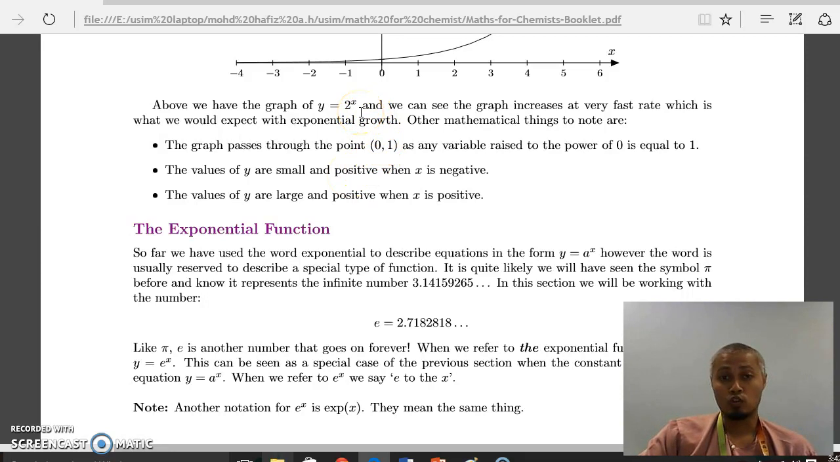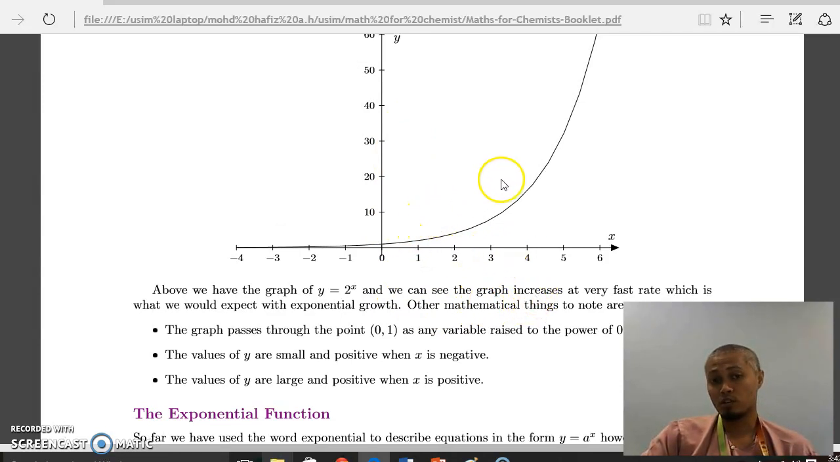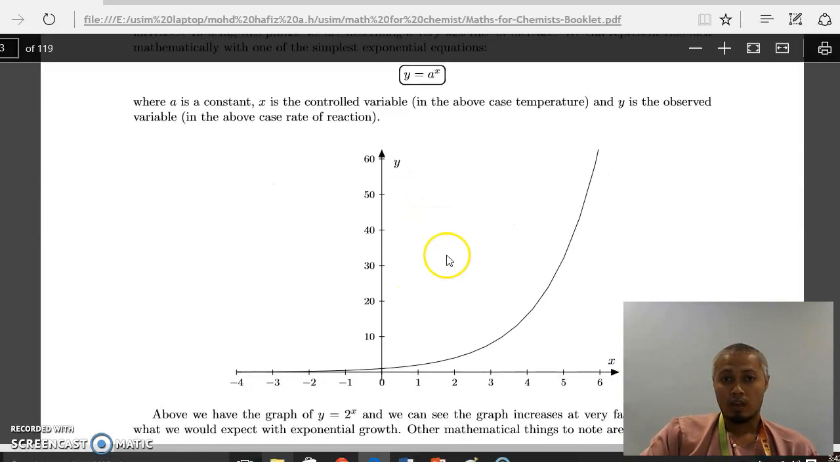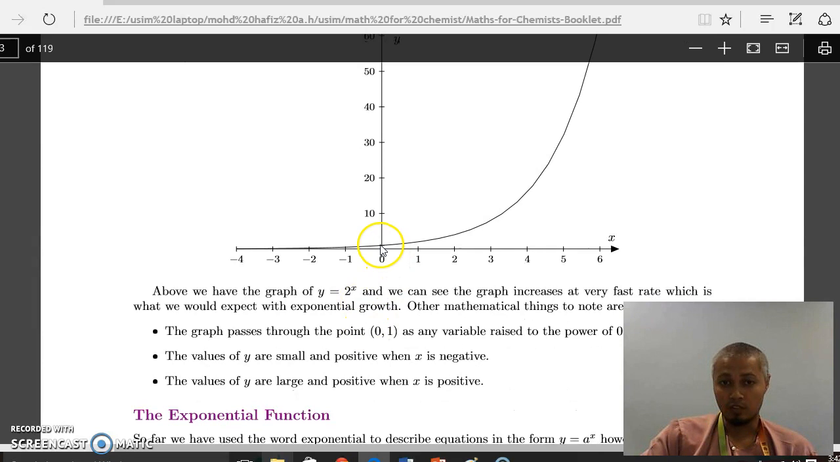Okay, this is just to explain what you have discussed just now. Let's assume this graph is y equals a to the power of x. We can see the graph increases at a very fast rate, which is what we expect with exponential growth. At this point, the coordinate will be (0, 1) because a to the power of 0 will give 1. So that's why we have (0, 1) as the coordinate here.